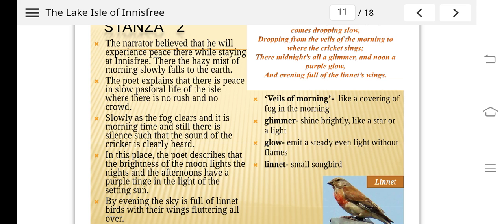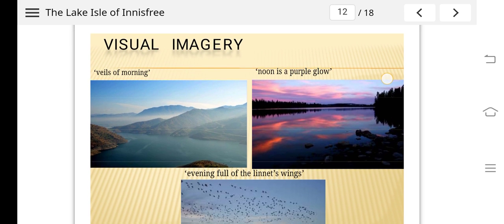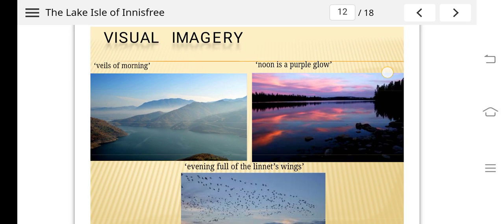Glimmer, shine brightly like a star or light. Glow, it emits a steady even light without flames. Linnet, small songbirds, which sound very pretty. Now in this poem, you can see some visual imageries are given.